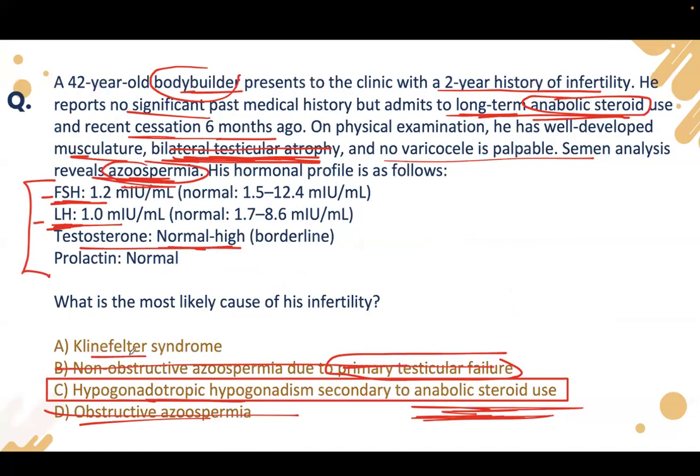Klinefelter syndrome is kind of similar to primary testicular failure. Klinefelter syndrome patients might have atrophy, which would cause azoospermia. However, the FSH will be high because of the atrophy of the testicles, and the LH will be high, which is not the case in our patient here. So we cross it out, and the answer is C.